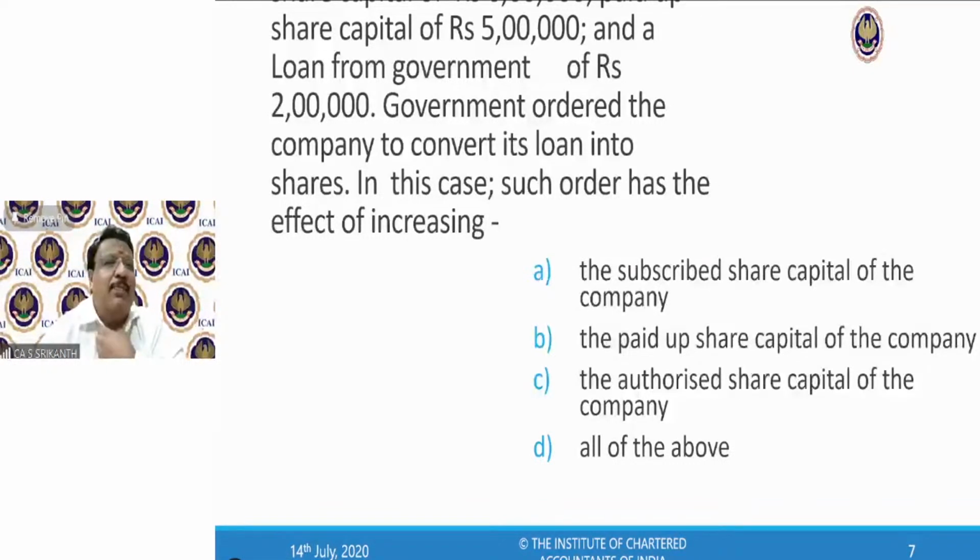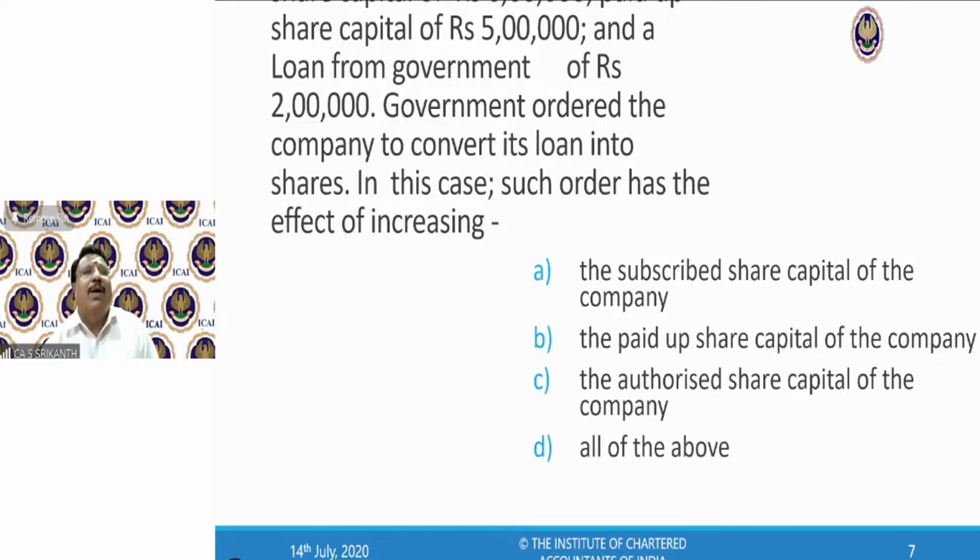So a company has a share capital of 5 lakhs and a loan from government of 2 lakhs. Government ordered the company to convert its loan into shares. In this case, such order has the effect of increasing which capital? It will increase all of the above. It will increase the authorized capital. It will increase the subscribed capital. It will increase the paid-up share capital also.